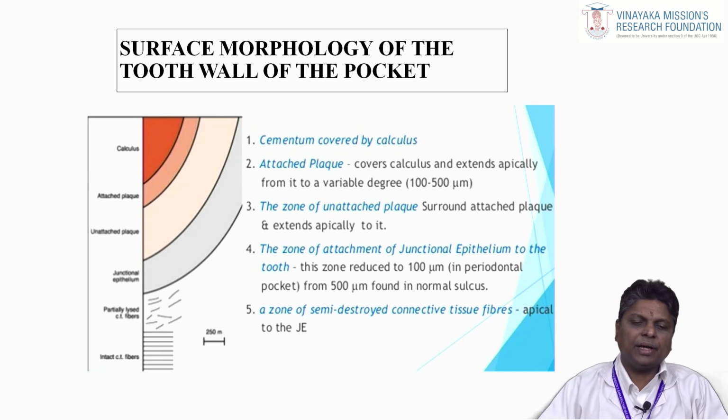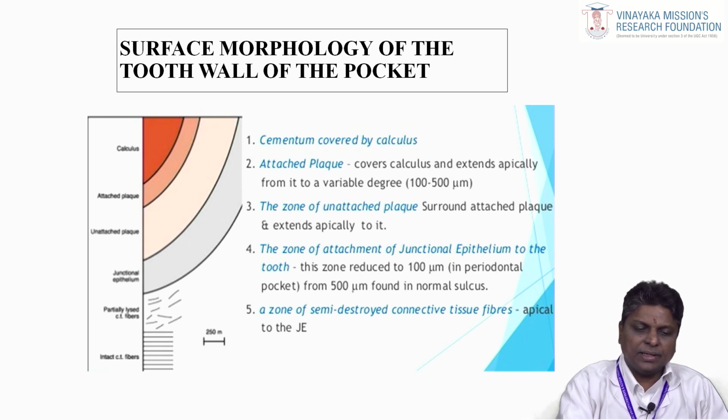Now we are coming to the surface morphology of the tooth wall of the pocket. We have to see it in electron microscopy. These are the things you can see. First, the cementoenamel junction itself is in the sulcus area. First it is covered by calculus, as mentioned here. Next is attached plaque, which is 100 to 500 microns. Then there is the zone of unattached plaque.